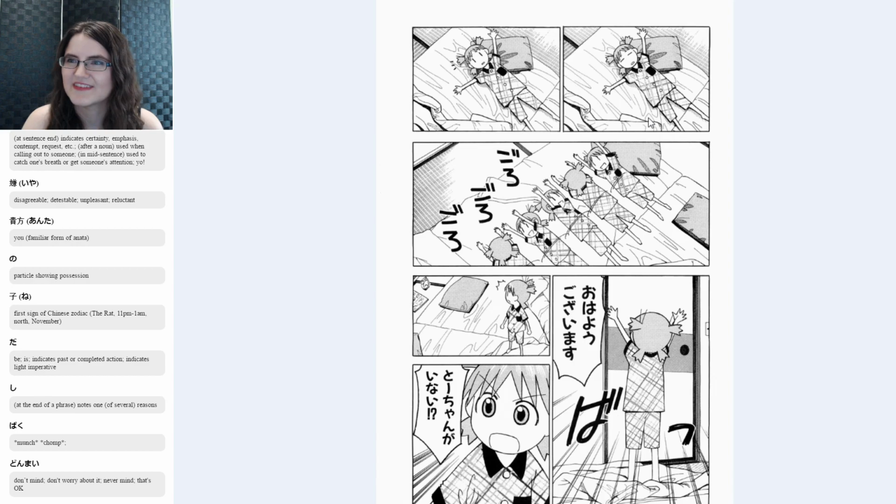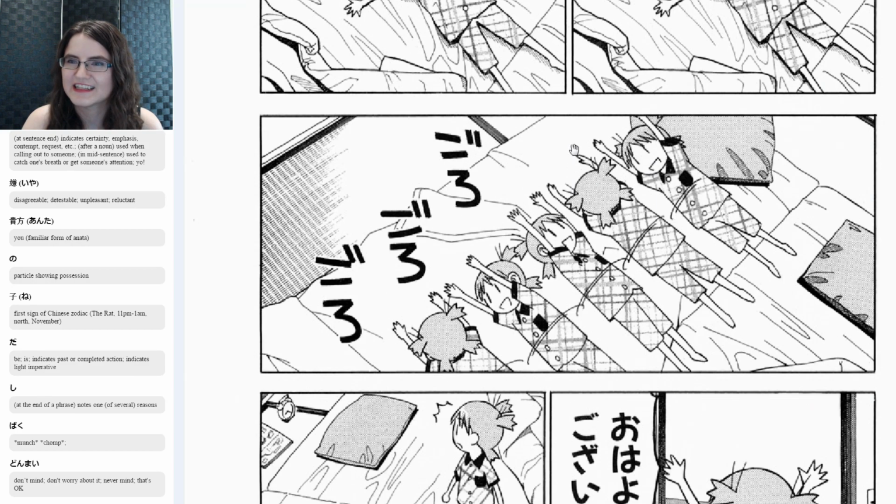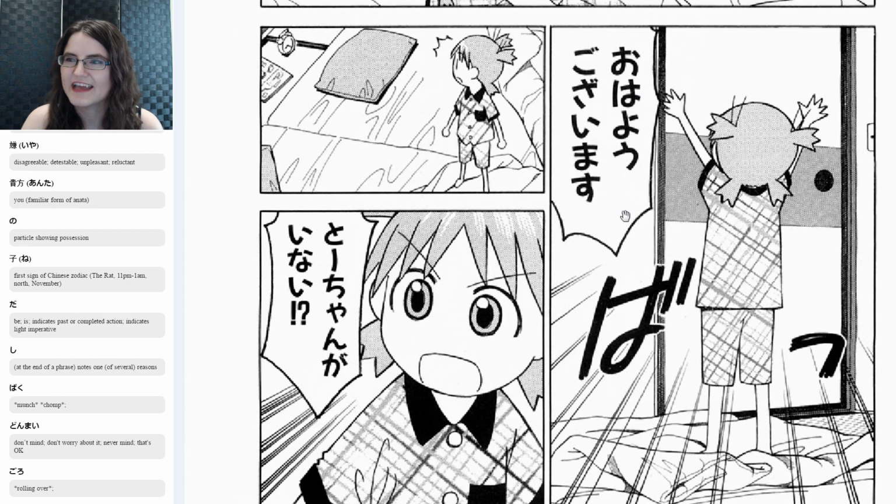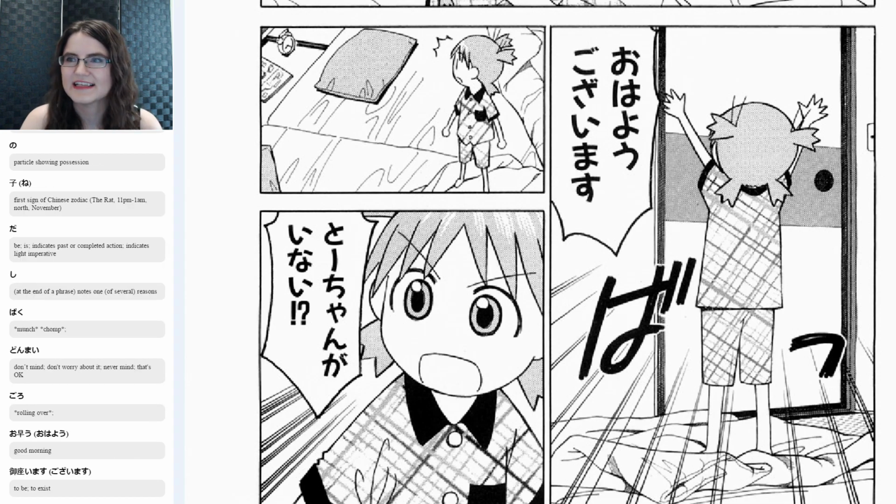So we have Yotsuba in bed, and then goro goro goro goro goro. Goro means like she's just rolling over. It's the sound effects for that. Then she has Ohayou gozaimasu. So Ohayou is good morning, and then gozaimasu is more just like a pleasantry. So it's like she's being polite here.